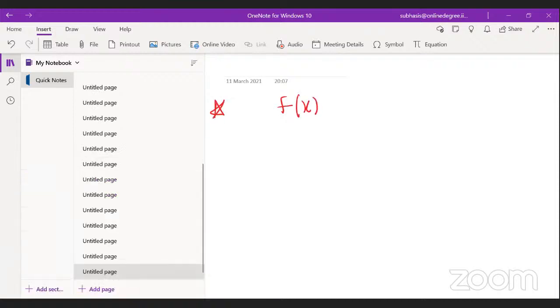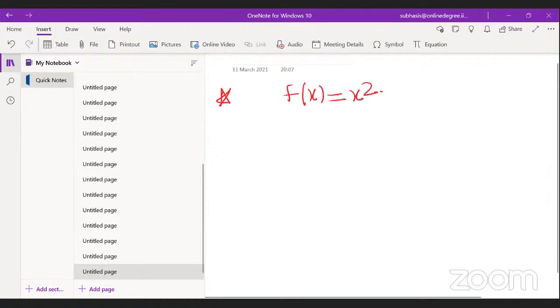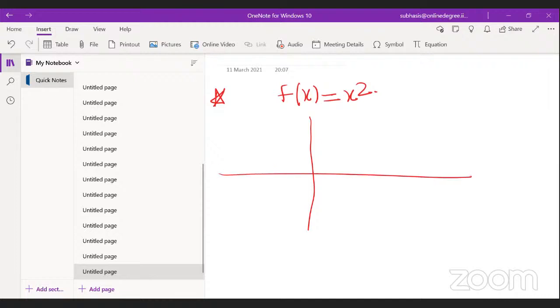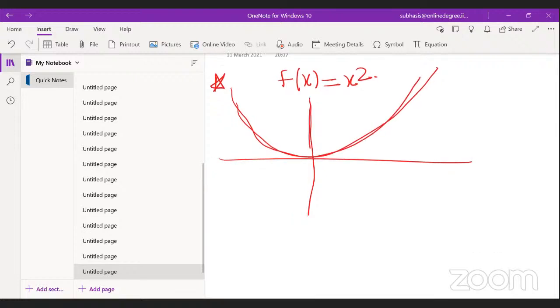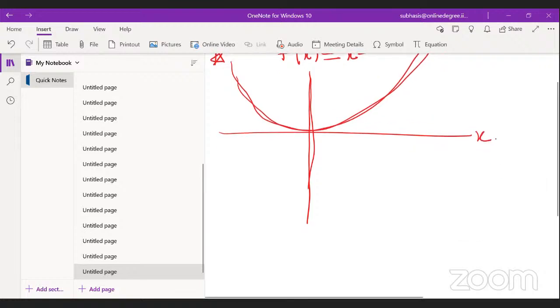Now I'll give you two examples. One case: your function is f of x equal to x square. So the graph of this function basically looks like this. This is your x-axis and this is your y-axis, right?